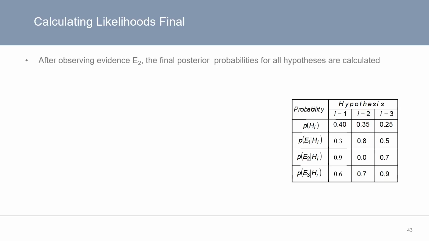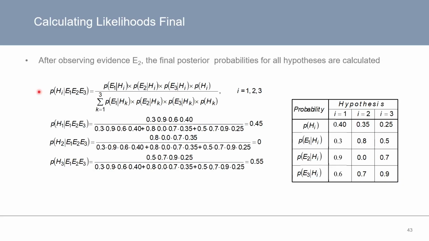Now let's say we finally get evidence 2, and we want to calculate our final posterior probabilities for all hypotheses. Again, here is our conditional probability equation for each hypothesis, given all 3 pieces of evidence. And we see the final calculated probabilities for each, where now with the introduction of evidence 2, the probability of hypothesis 2 has gone down to 0.